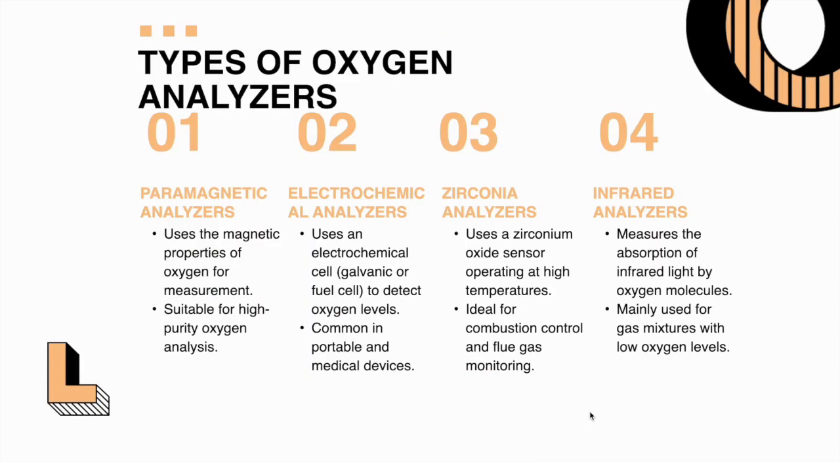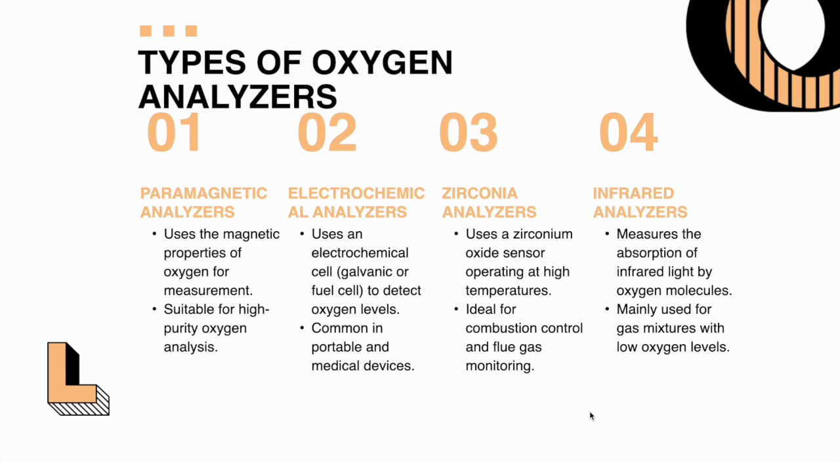So now moving on to the types of oxygen analyzers. There are primarily four types of oxygen analyzers. They are paramagnetic analyzers, which utilize the magnetic properties of oxygen for measurement. It is suitable for high purity oxygen analysis. The second one being the electrochemical analyzers, which use an electrochemical cell, galvanic or fuel cell, to detect oxygen levels. It is common in portable and medical devices.